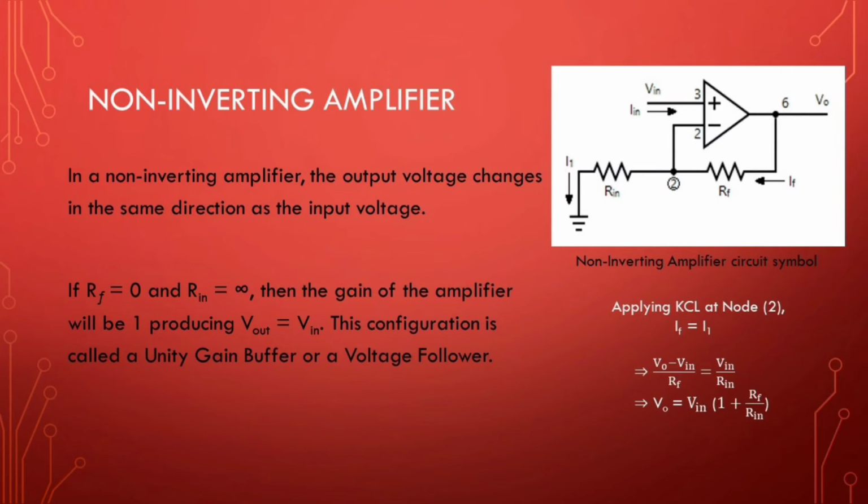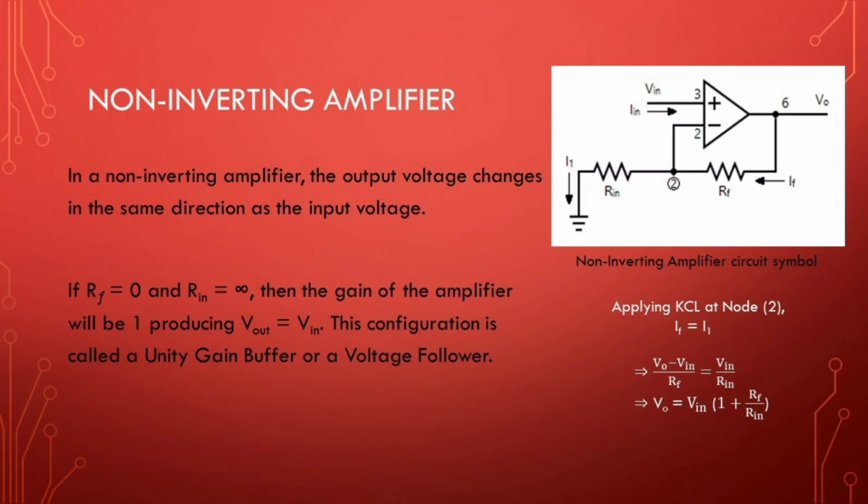Non-inverting amplifier. In a non-inverting amplifier, the output voltage changes in the same direction as the input voltage. Applying KCL at node 2, we get the following equations. I_f equals I1, V0 minus Vin divided by Rf equals Vin divided by Rin, which implies V0 is equal to Vin into 1 plus Rf divided by Rin.